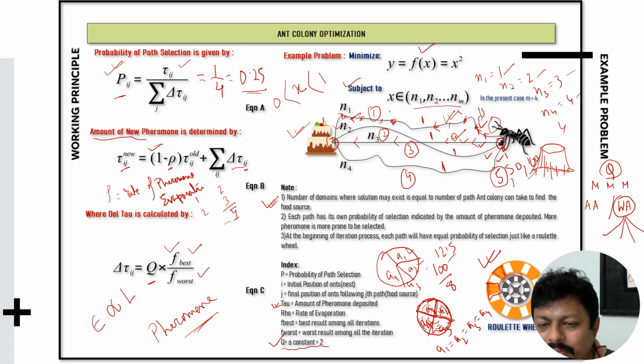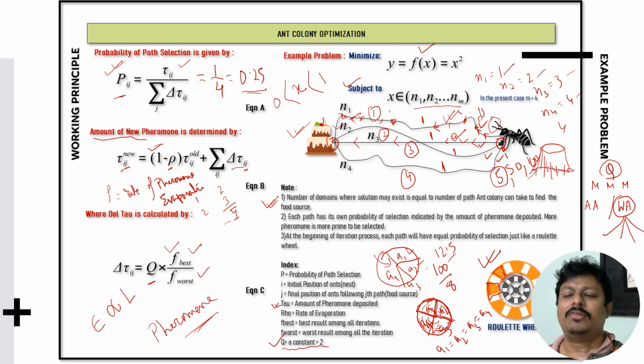So the chance of the ball falling into this packet is maximum, naturally. So this energy was applied for this ant colony optimization also. Initially, each of these 4 paths has the same probability, or rather the same amount of pheromone: 1 unit, 1 unit, 1 unit, 1 unit. So what happens? Each path will have a probability of 0.25, because this is what the equation suggests.